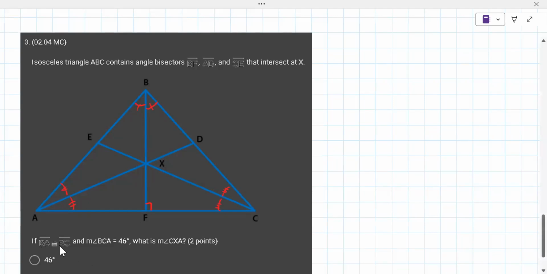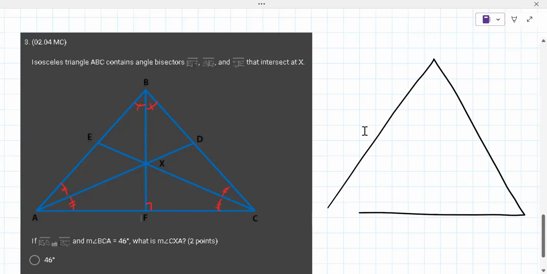It says if BA is congruent to BC. So if we draw the triangle without all the lines, BA congruent to BC, that's an isosceles triangle. That means the base angle is congruent to the other base angle. So these two angles that are congruent add up to this one, and these two angles which are congruent add up to the one on the right, which means they're all the same.